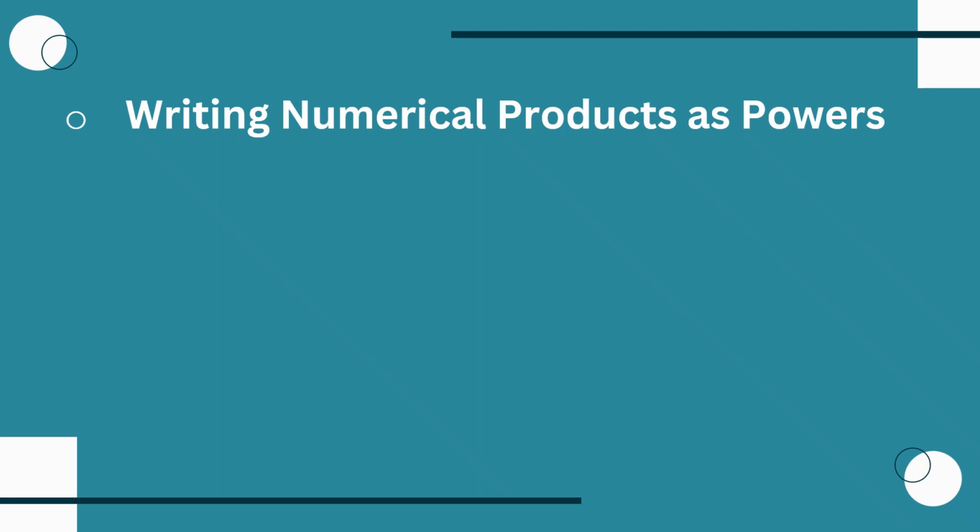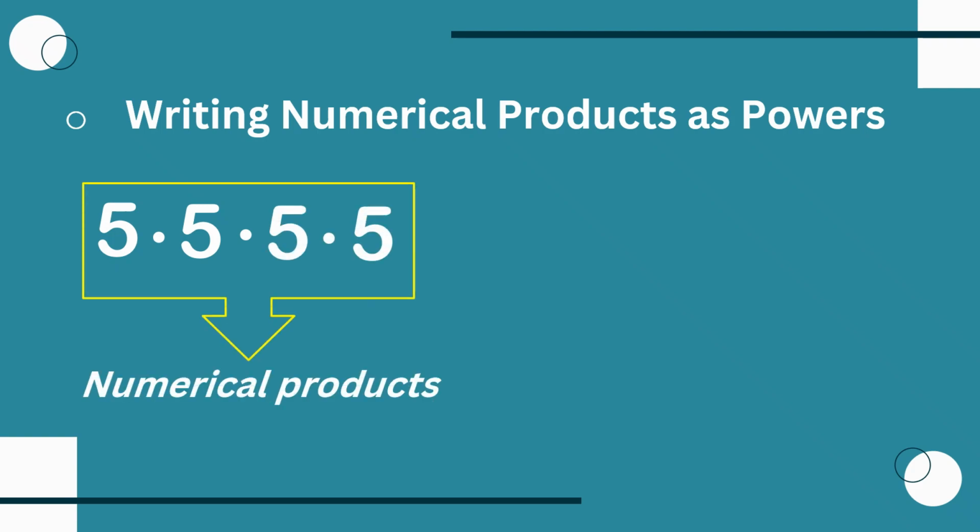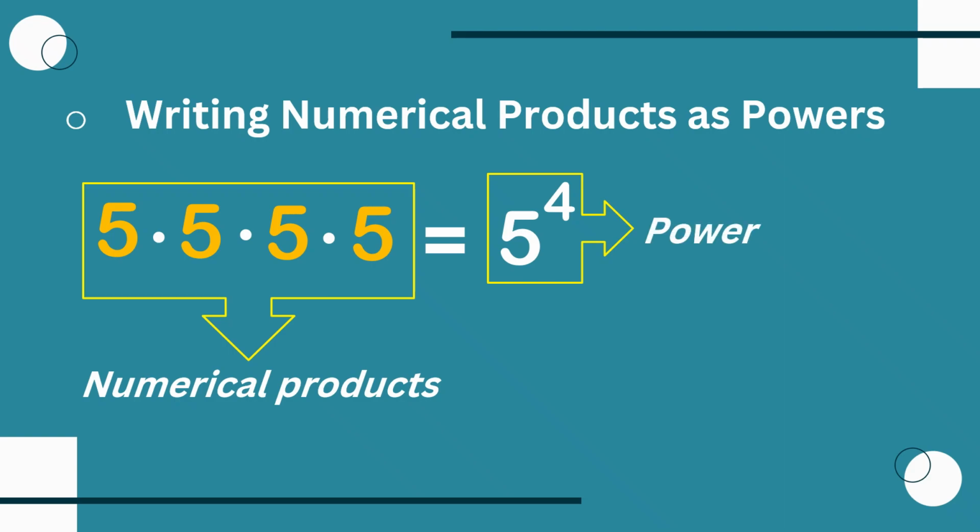For example, 5 times 5 times 5 times 5. And this is the numerical product. The expression 5 times 5 times 5 times 5 can be expressed as a power, that is, using an exponent and a base. So here in this example, we have 4 factors of 5. So the exponent is 4 and this is the power. In the expression 5 raised to the exponent of 4, 5 is the base.